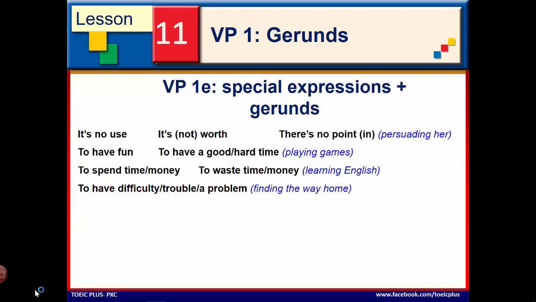Learning English. I have difficulty learning English. Do you have any difficulty learning English? No. Yes, I have a big difficulty learning English. Yeah? Okay. That is, to have difficulty is to have a problem, right?